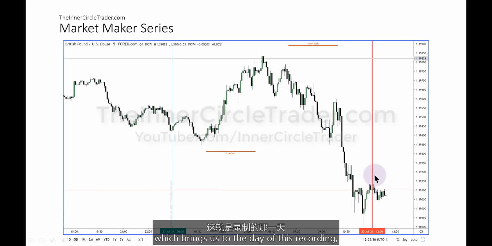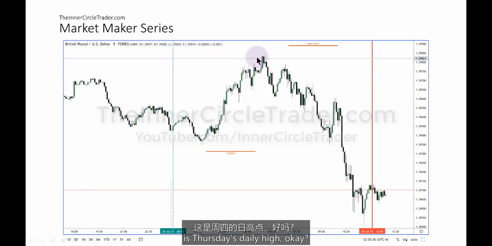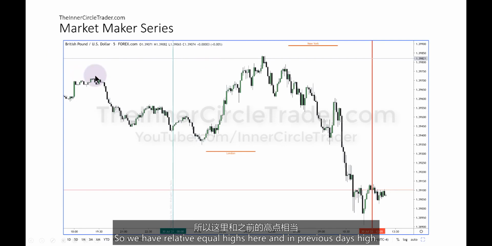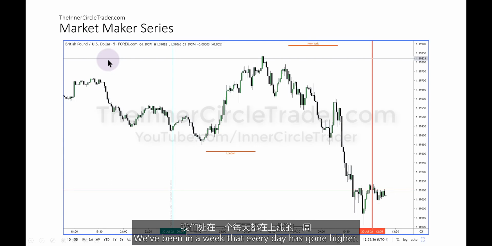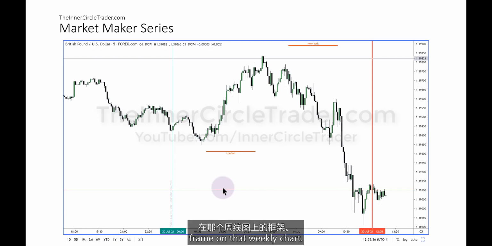which brings us to the day of this recording, Friday, July 30th, 2021. This level here is Thursday's daily high, okay? So we have relative equal highs here and then previous day's high. We've been in a week that every day has gone higher. We've already been well above our objective, which is this level here for buy side liquidity, framed on that weekly chart.